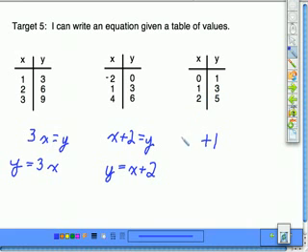So let's try 2 times x plus 1. 2 times 0 is 0, plus 1 is 1. 2 times 1 is 2, plus 1 is 3. 2 times 2 is 4, plus 1 will give me 5. So 2x plus 1 will be equal to y. This will be our rule. And once again, I'll flip this around: y equals 2x plus 1.